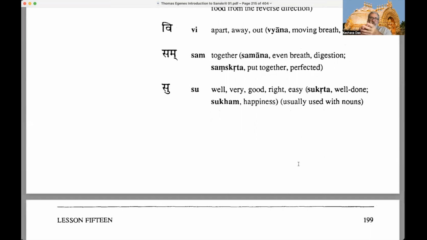Sam means together. So for instance, sankirtana, chanting of the holy names done together with other people, right? So samana, meaning even breath or digestion. Samana is the fire of digestion, or the air of digestion. Samskrita, which means perfected or put together. Krita meaning to do something or to make something, and to make it together. Make something together, put it all together properly, is perfecting it. So the word Sanskrit or Samskrita in Sanskrit is put together perfectly.